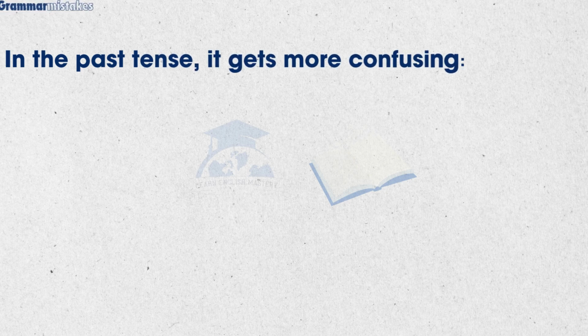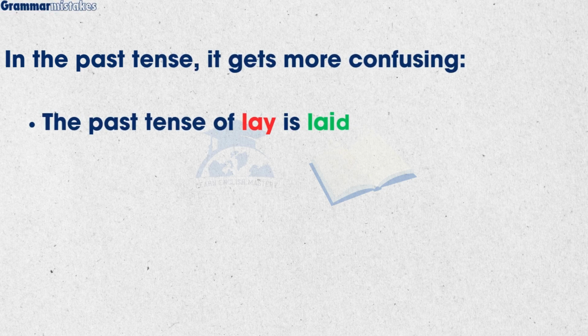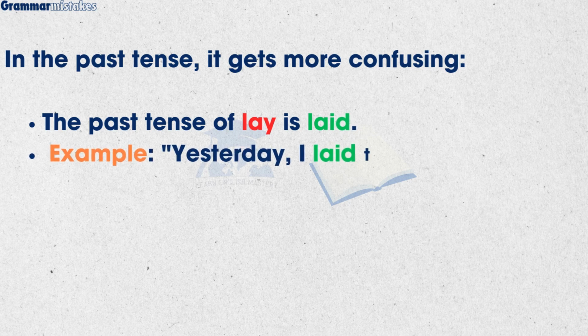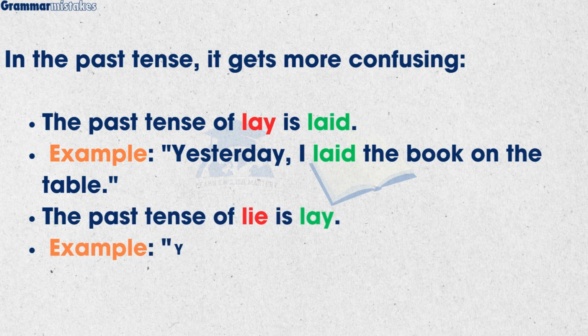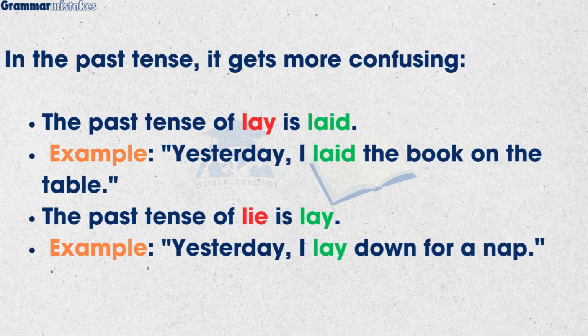In the past tense, it gets more confusing. The past tense of lay is laid. Example: Yesterday I laid the book on the table. The past tense of lie is lay. Example: Yesterday I lay down for a nap.